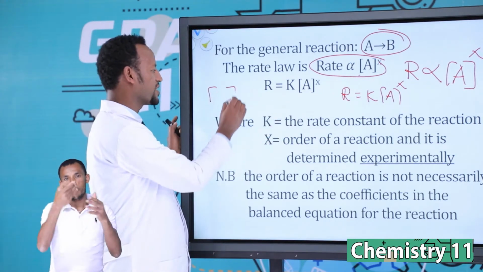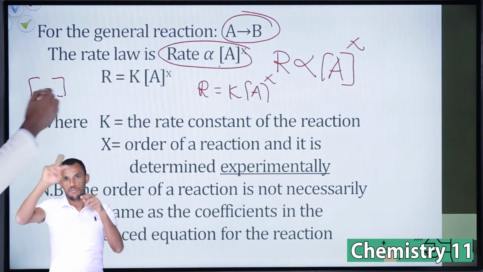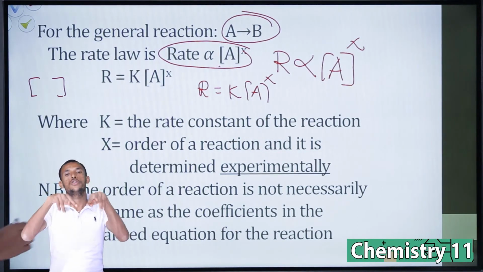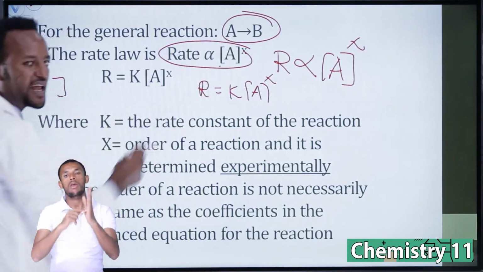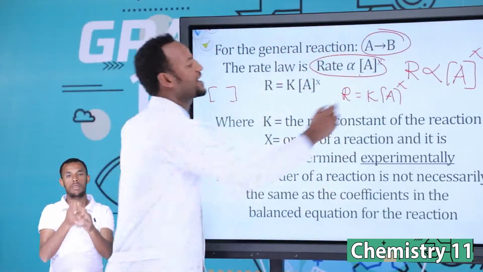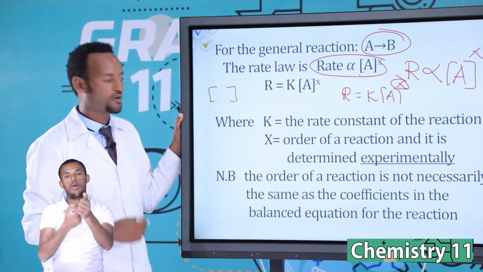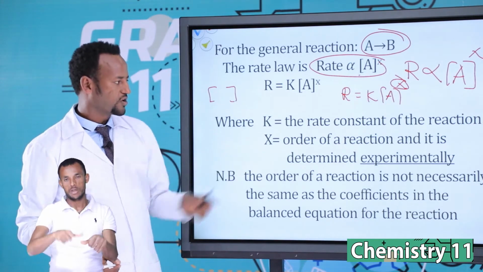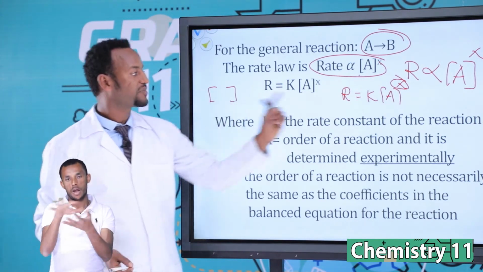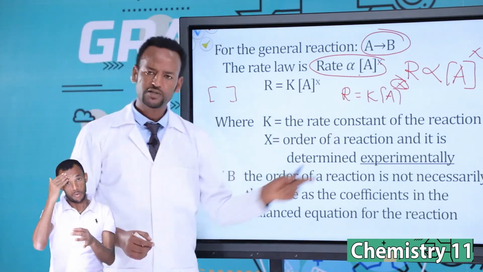Students, what does the square bracket mean? Yes, concentration. [A] indicates the concentration of the reactant. Another point, x is the order of the reaction. k is the rate constant, and x, the order of the reaction, is determined experimentally.